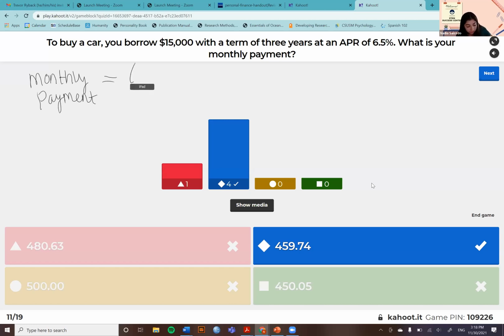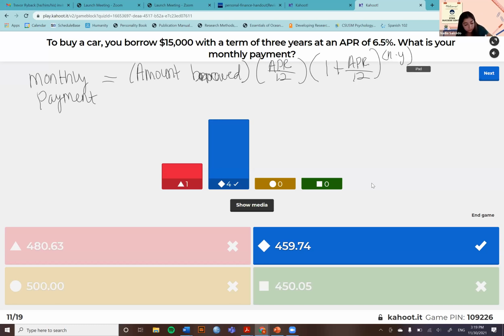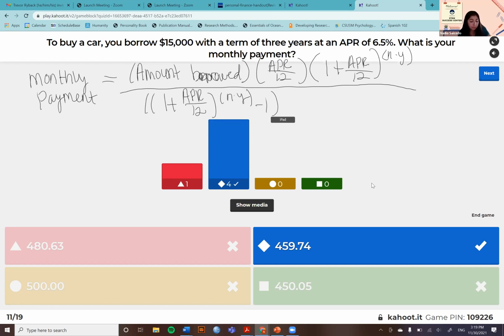So in this case, we're going to do our amount borrowed times APR over 12 times 1 plus APR over 12 raised to the n times y. All of that is going to be divided by 1 plus APR over 12 raised to the n times y, minus 1. Okay, so in this case, the amount we borrowed was $15,000. Our APR is 6.5%.